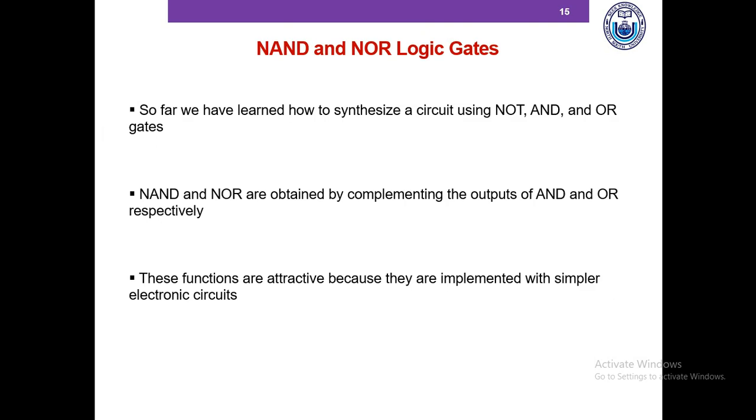So far we have learned how to synthesize a logic circuit using NOT, AND, and OR gates. NAND and NOR gates are obtained by complementing the outputs of AND and OR gates respectively. Now, building a circuit using NAND and NOR is more attractive because they're implemented with simpler electronic circuits. So NAND and NOR are actually better in terms of implementation than NOT, AND, or OR.